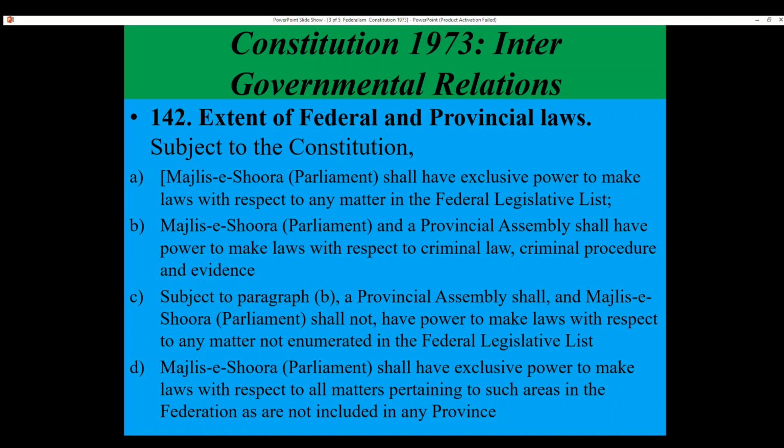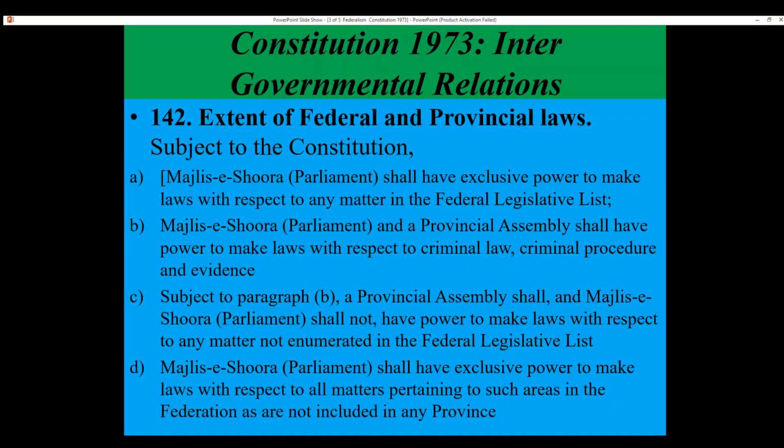Subclause C: subject to paragraph B, a provincial assembly shall, comma, very important, and Majlis-e-Shura (Parliament) shall not, comma, it is very important here as well, have power to make laws with respect to any matter not enumerated in the federal legislative list.